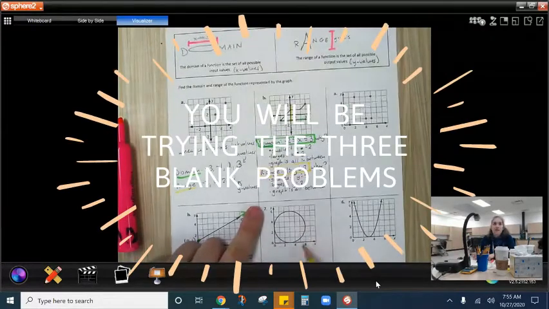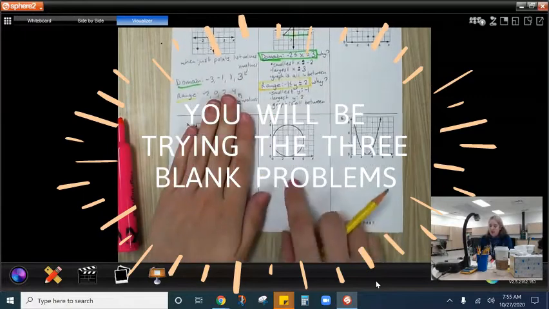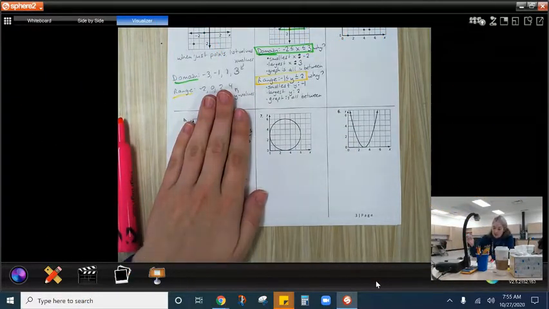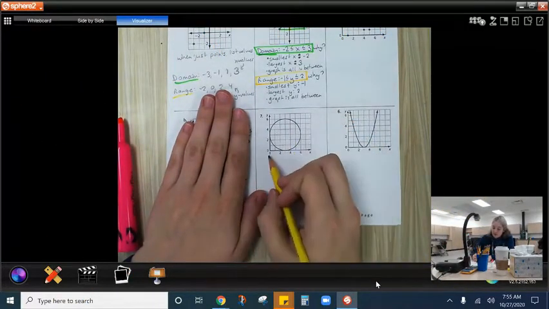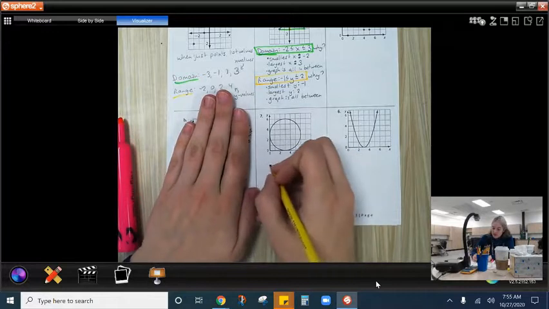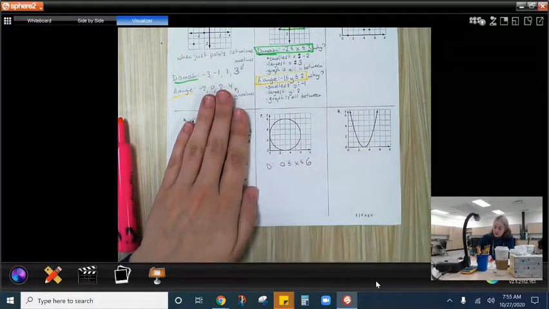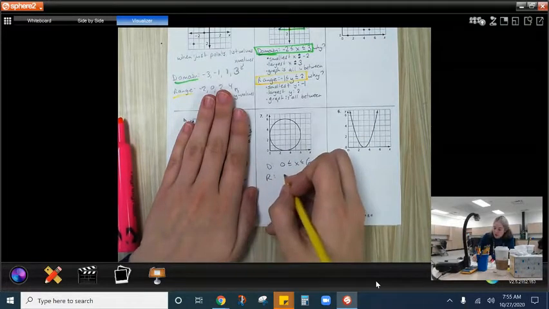I want you to try out number 7 down here, this one. See what you get for domain and range. All right, domain, you should have gotten everything between 0 and 6, right? So for the domain, it would be 0 is less than or equal to x, which is less than or equal to 6. And then for the range, you should have gotten 0 to 6 as well for the y.